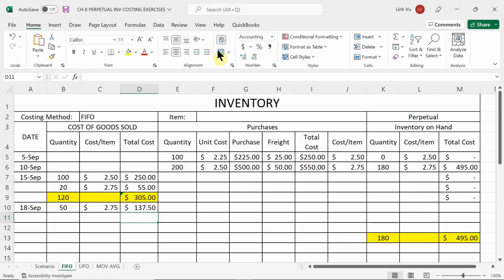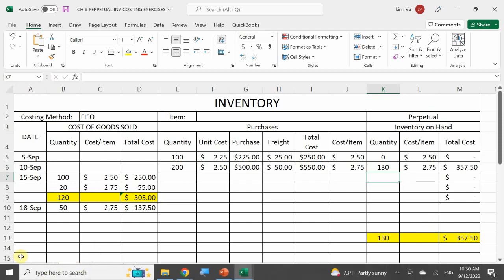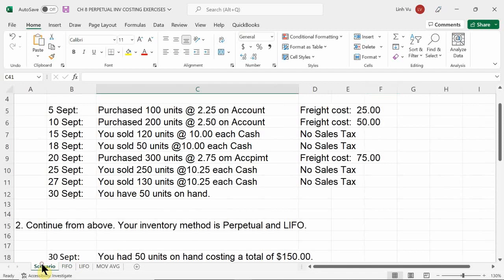137.50. So therefore, let's update my inventory, okay? If I started out with 180 and I sold 50 units, how much should I have left? 130, giving me a grand total of $357.50, right? Because you take 130 times 2.75. All right, so let's see what's next.